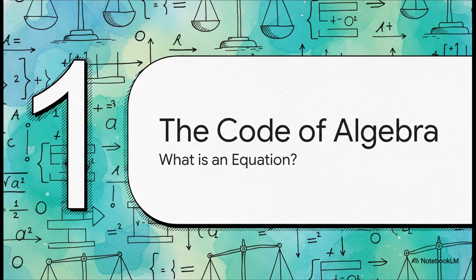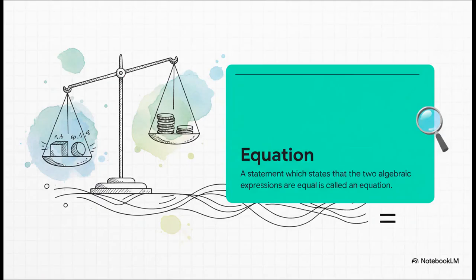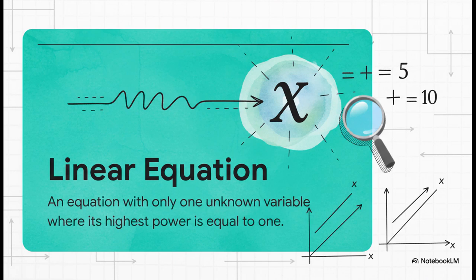Well, first things first, we need to learn its most basic and fundamental word, the equation. An equation is really just a statement that two things are equal. That's it. The best way to picture it is like a perfectly balanced scale. You know, where the stuff on the left side weighs exactly the same as the stuff on the right side. They're in perfect balance.